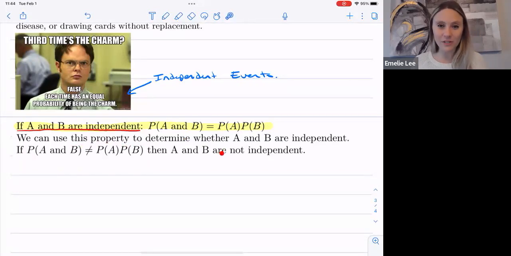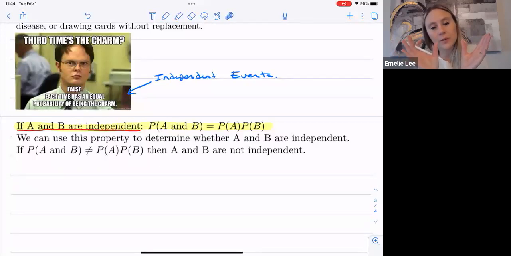So if we have to check to see if two things are independent, if A and B are independent, then what we check is, okay, I have the probability of A and B, I have the probability of A, and I have the probability of B, then I can multiply the probability of A times the probability of B. And if they're not the same, then they're not independent, right?